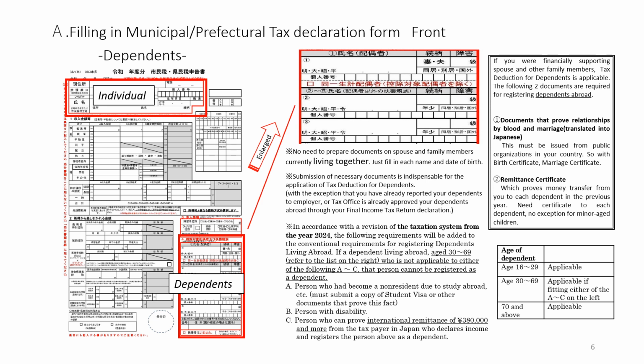You cannot apply for tax deduction for dependents without the above-mentioned documents. This rule, however, may not be applied in cases if you already notified your dependents to your employer or each dependent abroad of yours is already approved by the tax office through your final income tax return declaration.